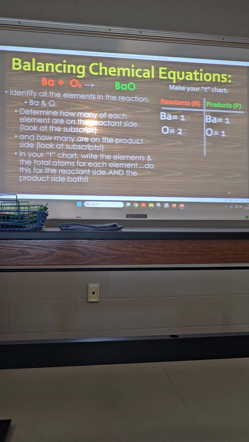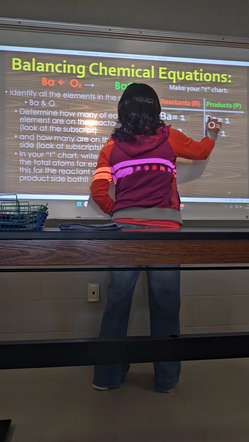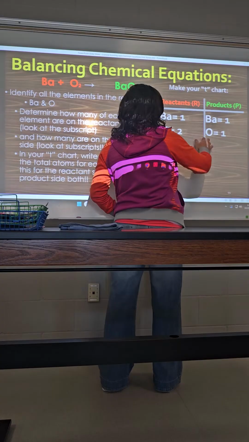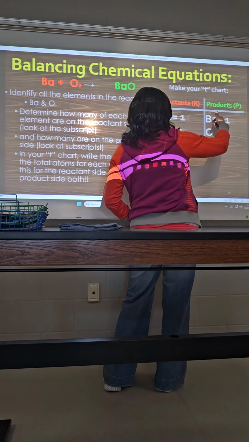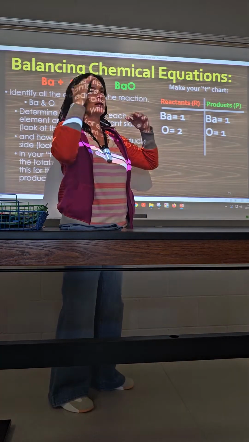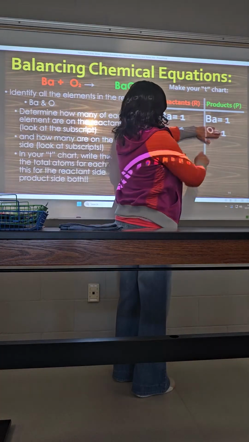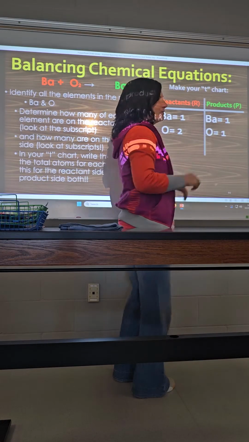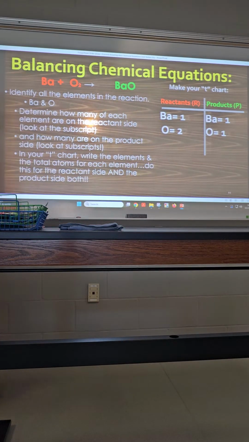So write those in. Ba equals 1, O equals 2, and then for the products, Ba equals 1 and O equals 1. Make sure that you're putting the Ba's on the same line and the O's on the same line. It gets confusing if you put the O up here and then the Ba on this side, because it's easy just to look across. If you have them switched, then it gets confusing. So keep them lined up. Okay, so there's our totals. Chart is updated, hopefully.